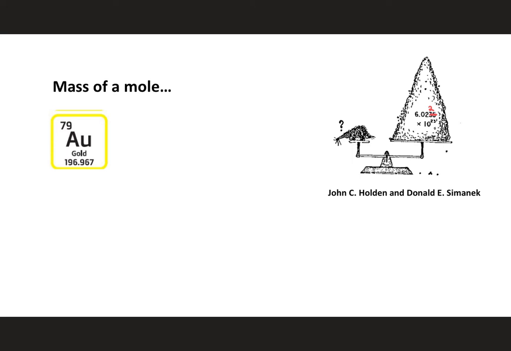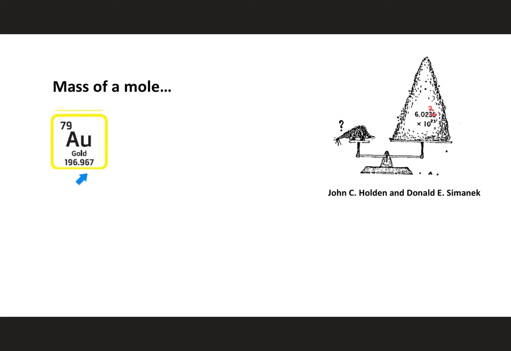An important question to ask is, what is the mass of a mole of things? Well, a mole of different elements doesn't necessarily have the same mass. If we take a look at gold on the periodic table, we're going to find it under elemental symbol Au. We're going to see that it has 79 protons in its nucleus, and we see its average mass here, 196.967. And again, what does this number actually mean?